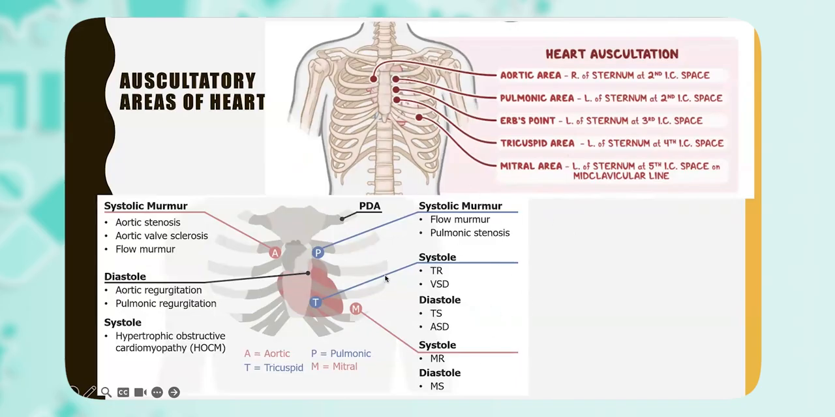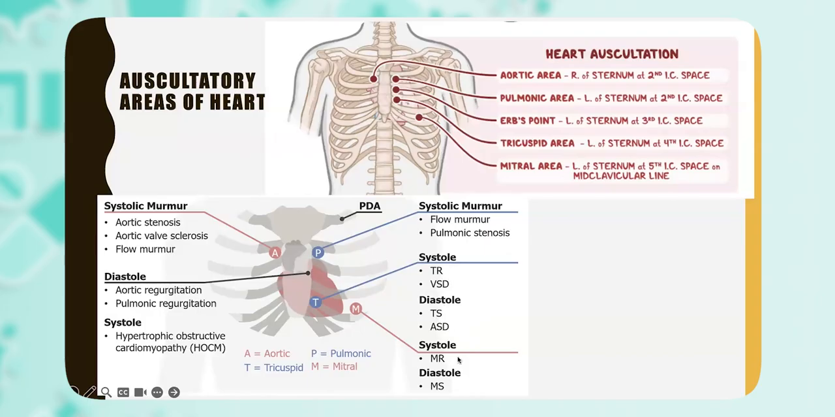So these are the murmurs that are found in different areas. In pulmonary area, systolic murmur, we can hear flow murmurs, as we already read. In ASDs or VSDs, we find flow murmurs in the pulmonary area. Or if there is pulmonary stenosis, there is turbulence, we can hear systolic murmur. In tricuspid area, we hear systolic murmurs of TR and VSD, tricuspid regurgitation and ventricular septal defect. And in diastole, we can hear murmur of TS and ASD. Why? In ASD, there was more flow through the tricuspid valve, so we can hear a diastolic murmur there.